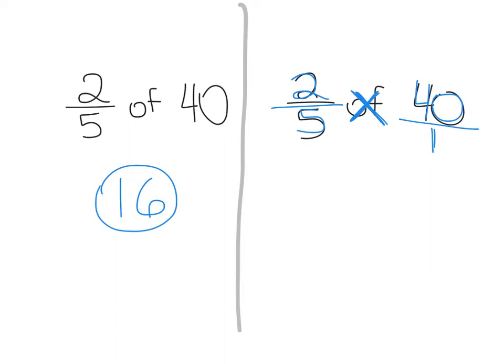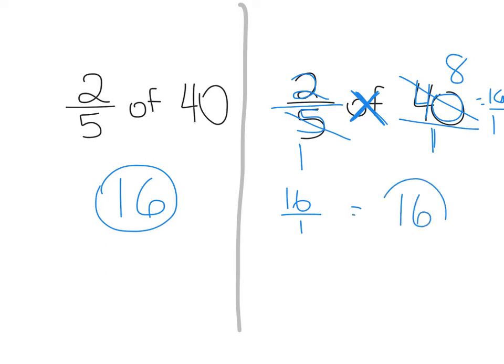And now I'm going to look to see if I can simplify, and I can. 40 divided by 5 is 8, and 5 divided by 5 is 1. I divided one numerator and one denominator by the same whole number. I divided them both by 5, and now there's no more opportunities to simplify. So now 2 times 8 is equal to 16, and 1 times 1 is 1. So my answer is 16 over 1, which is equal to 16.